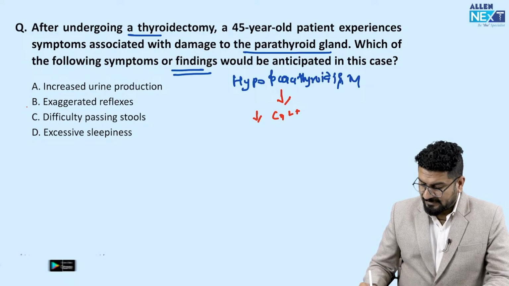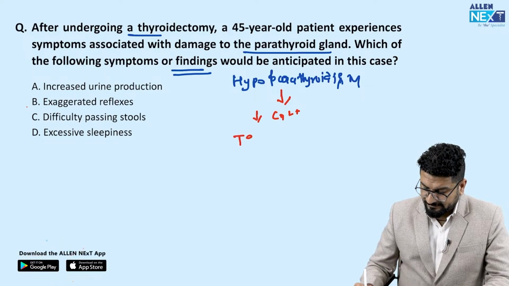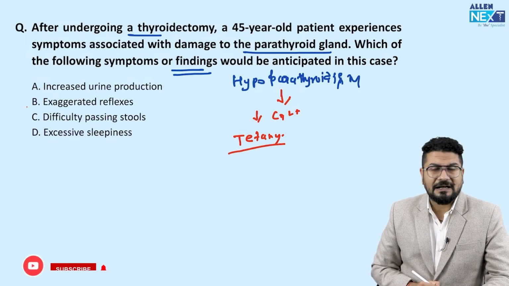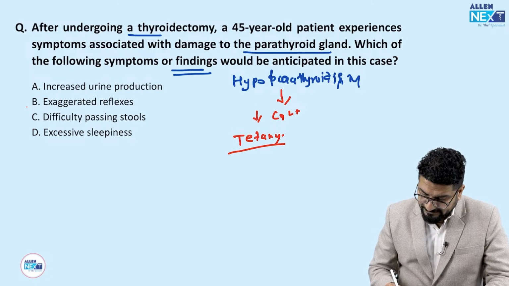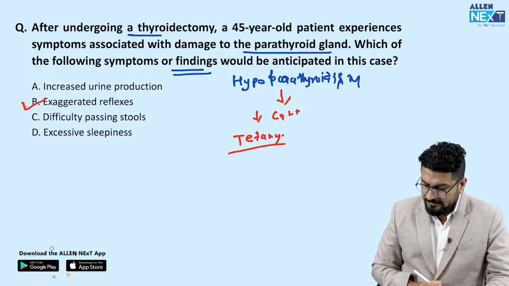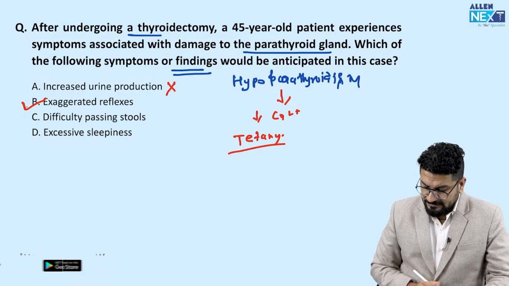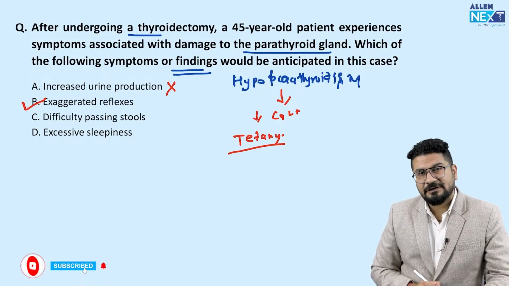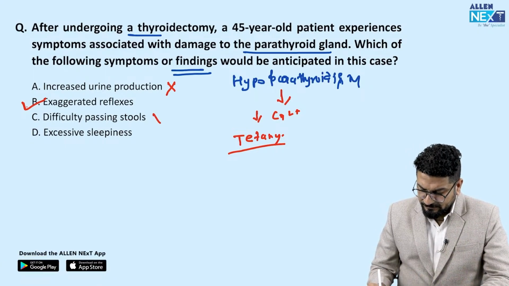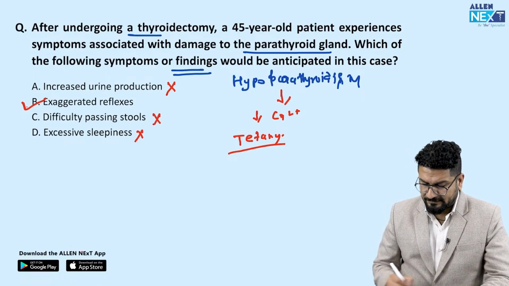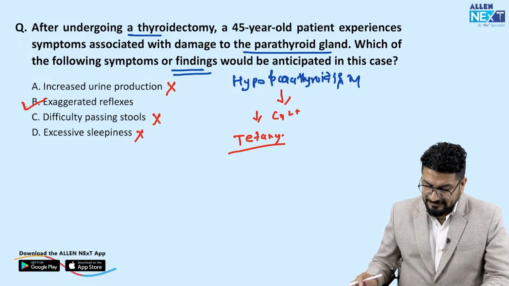When there is hypocalcemia, what you will notice is the patient can develop tetany. So there will be tetanic contraction. In that contraction, you can see reflexes are enhanced. We call this exaggerated reflex. Is it clear? Urine production is not increased. In fact, I can say this will be seen whenever there is a brain surgery, not in thyroid surgery. Difficulty passing stool is usually not seen. Excessive sleepiness is not seen. So what is the answer? Exaggerated reflex.